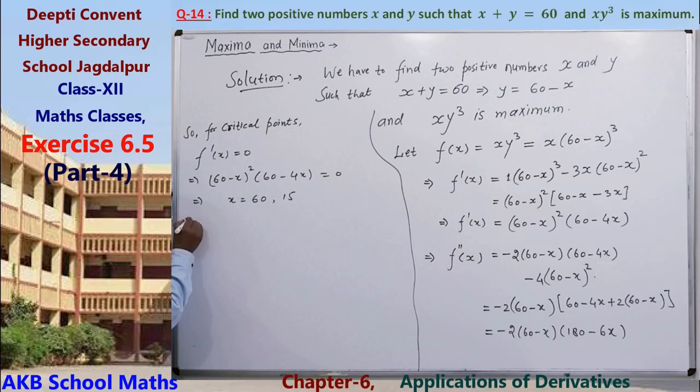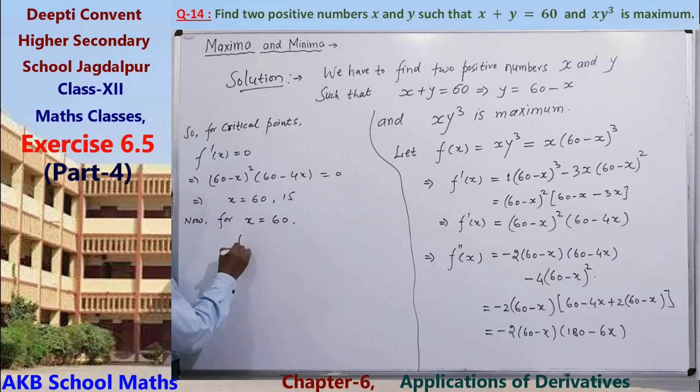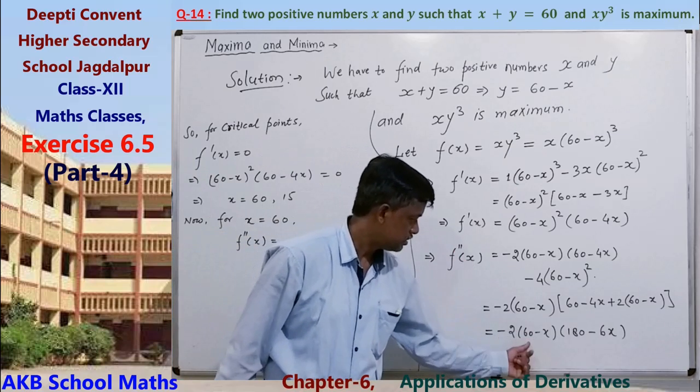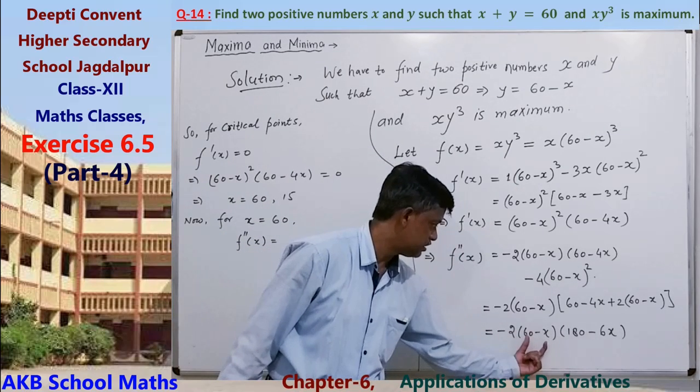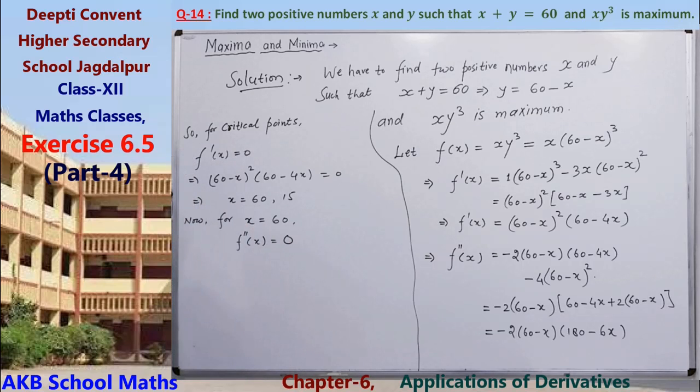Now, for x equals 60, the double derivative: 60 minus x equals 60 minus 60, this is 0. So the double derivative is 0. So this value will be cancelled from here.